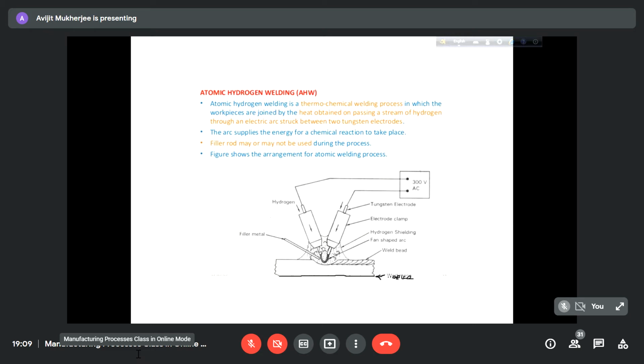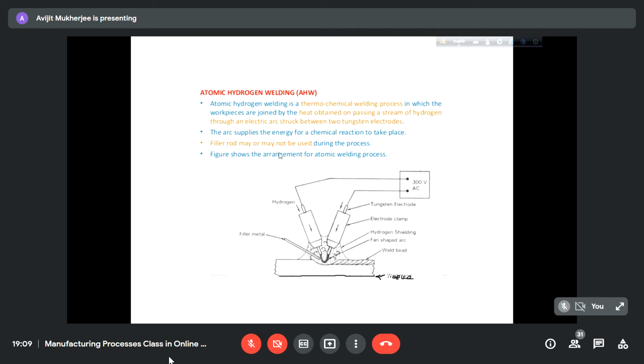So as soon as these two electrodes are struck, one arc will be formed here. The shape of the arc is fan shape. And as soon as hydrogen is fed from another cylinder, here, that will be converted into atomic hydrogen, getting very high heat. So that is the concept. Heat is obtained on passing a stream of hydrogen through an electric arc. The hydrogen is passed, atomic hydrogen is produced and enormous heat is produced.